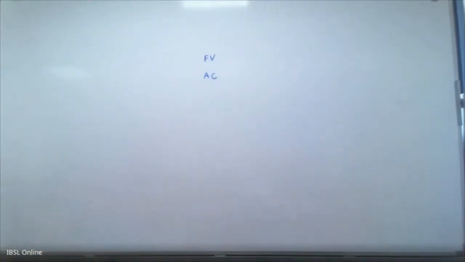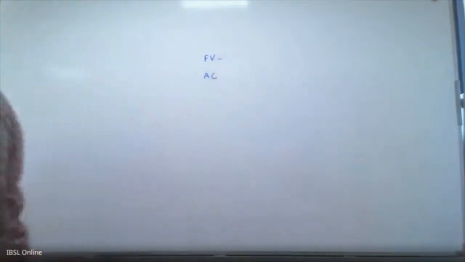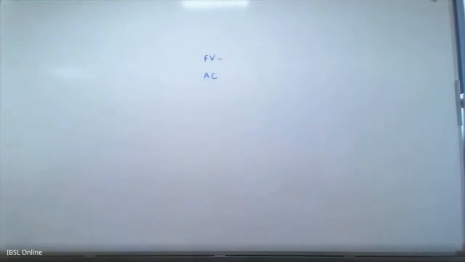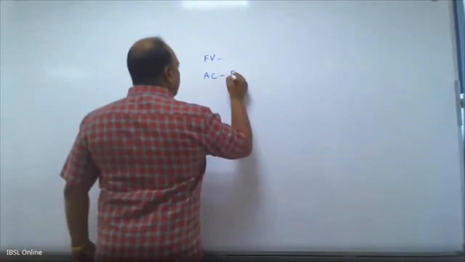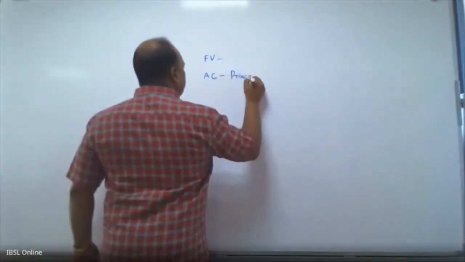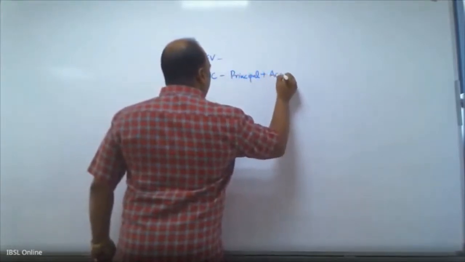methods. Fair value, of course, you know, is the accepted market value between two knowledgeable parties. When there are two knowledgeable parties transacting, this is the most accepted value between those two parties. And when you say amortized cost, it means the principal plus the accrued interest.